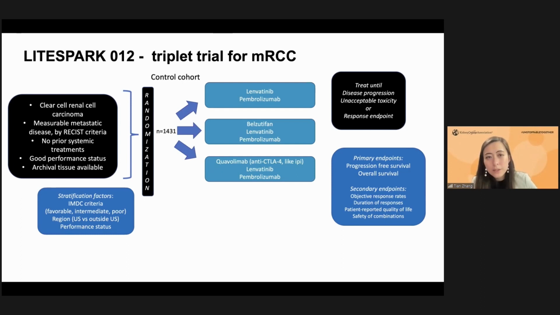LITESPARK-012 is a triplet trial. You'll hear a lot of us throw around doublets versus triplets. Well, triplets are here also for kidney cancer. And this is building on lenvatinib with pembrolizumab with either a triplet of belzutifan in addition to lenvatinib and pembrolizumab, or quemliclustat, which is an anti-CTLA-4 agent, very similar to ipilimumab, adding to lenvatinib and pembrolizumab. So this trial is also ongoing. We also have this one open, and it is a very exciting trial, I think, to build on triplets.